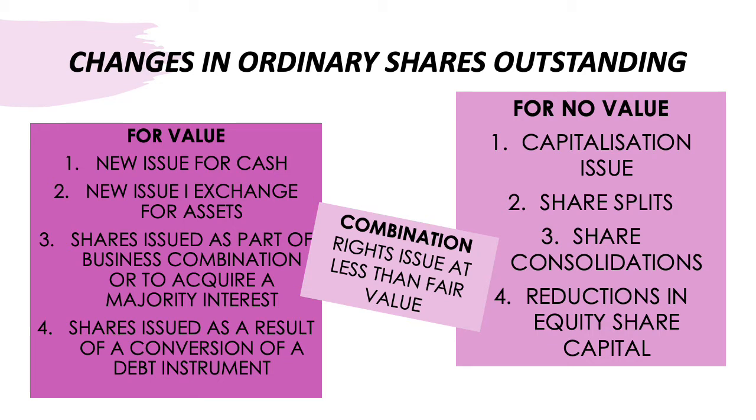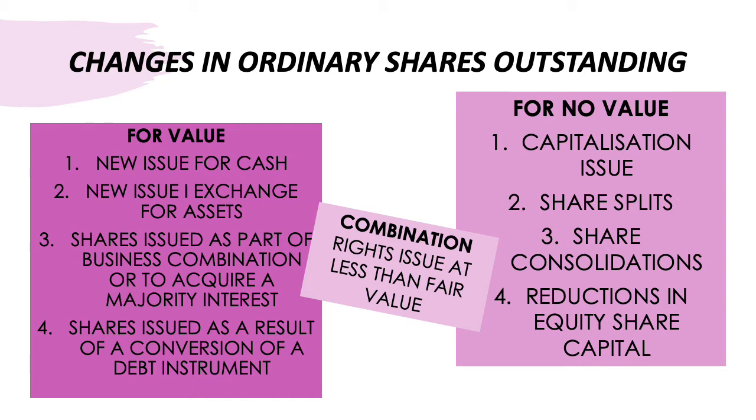Lastly, we can issue shares as a result of the conversion of a debt instrument. For example, convertible debentures could be converted into ordinary shares upon maturity date. When we have a share issue for value, we apply the time weighting factor to the number of shares issued during the period.